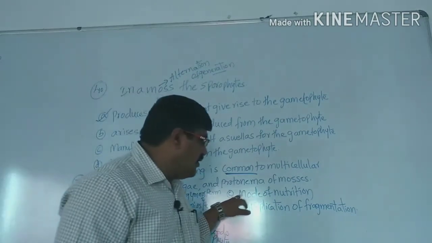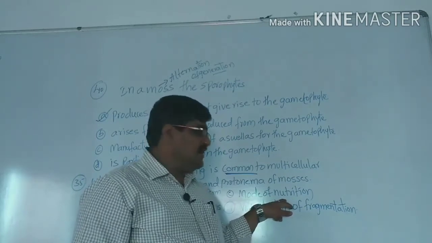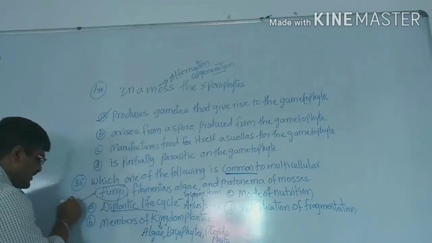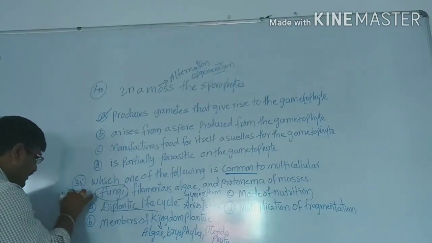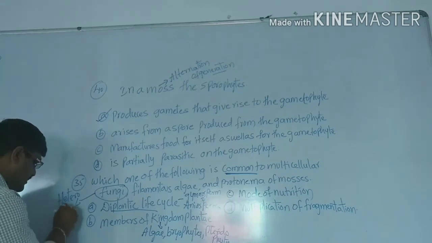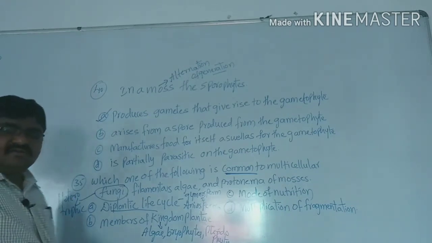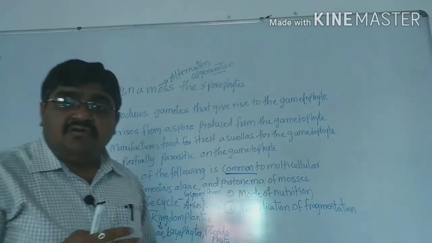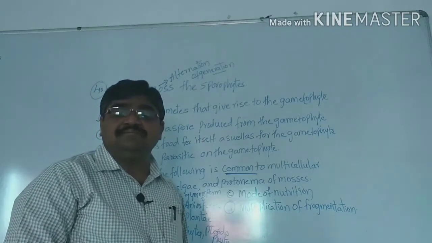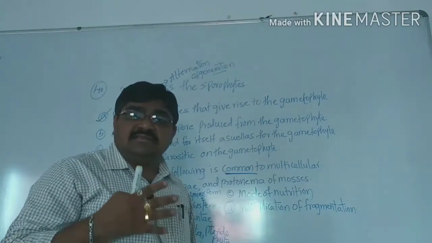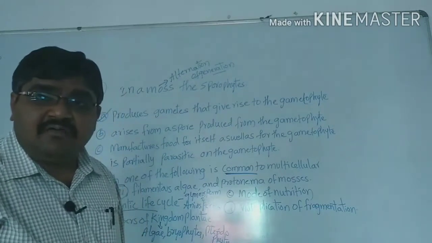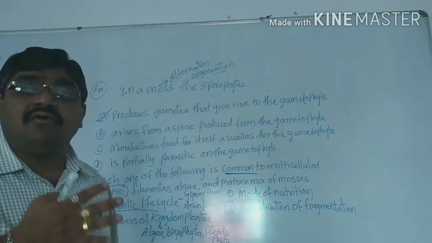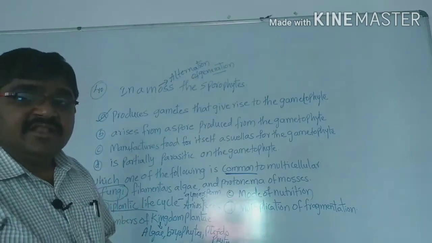So next, C, mode of nutrition. Here mode of nutrition means the fungi will show heterotrophic nutrition. Some will show parasitic nature, some show saprophytic nature, and some will show as symbionts. So there is a different mode of nutrition taking place in the fungi.